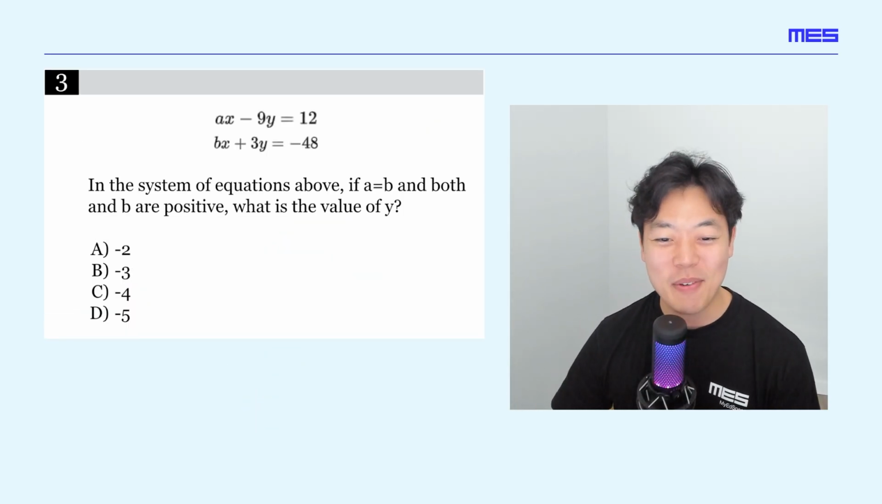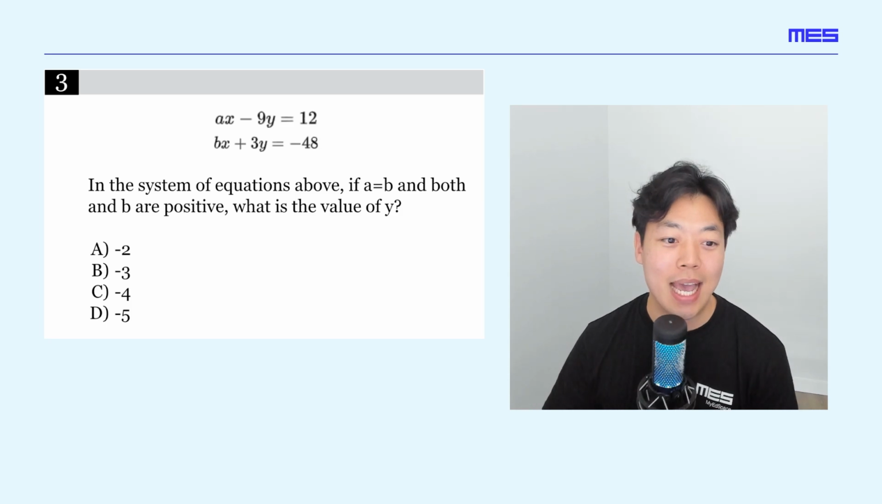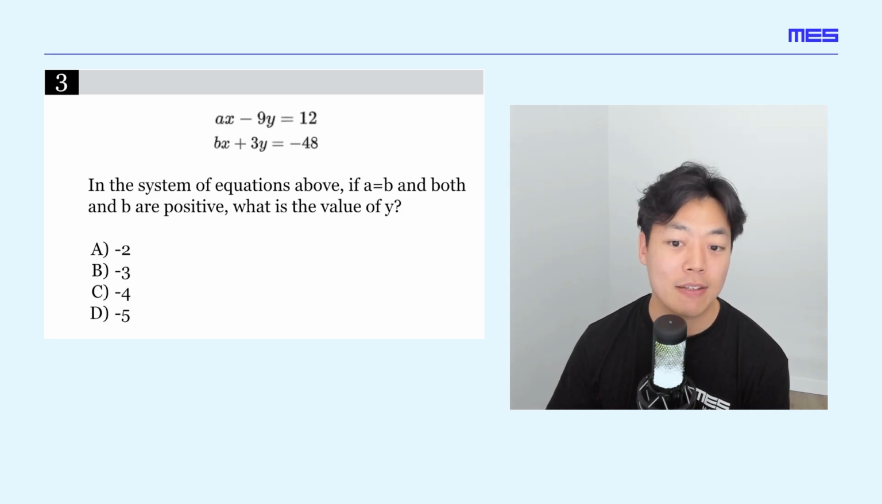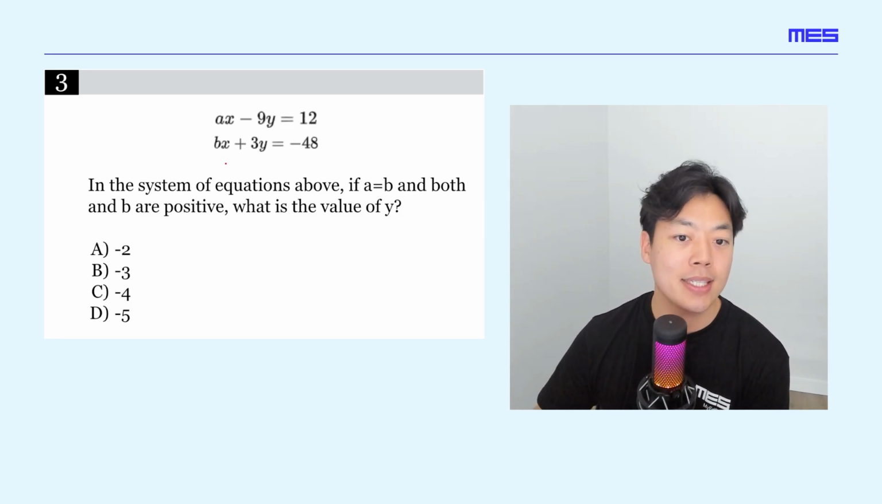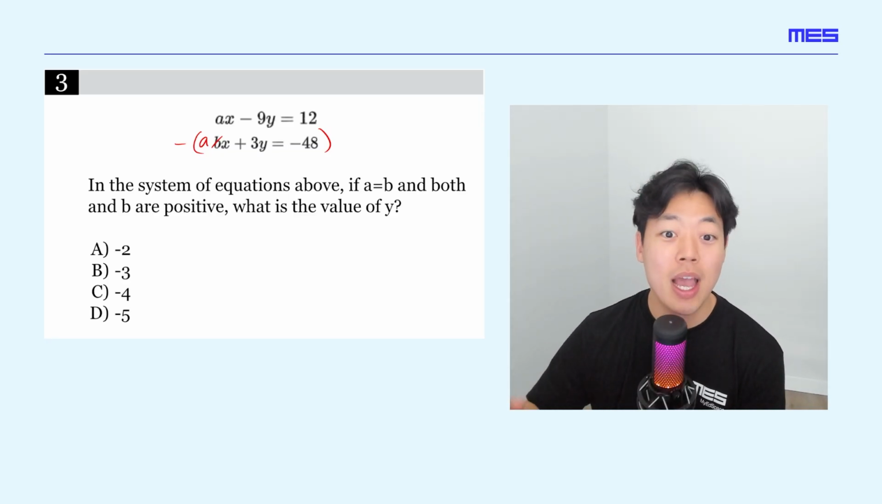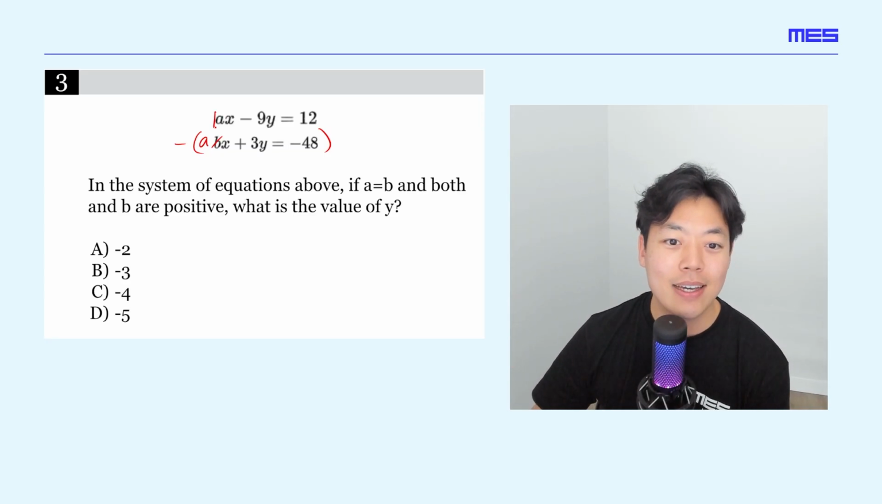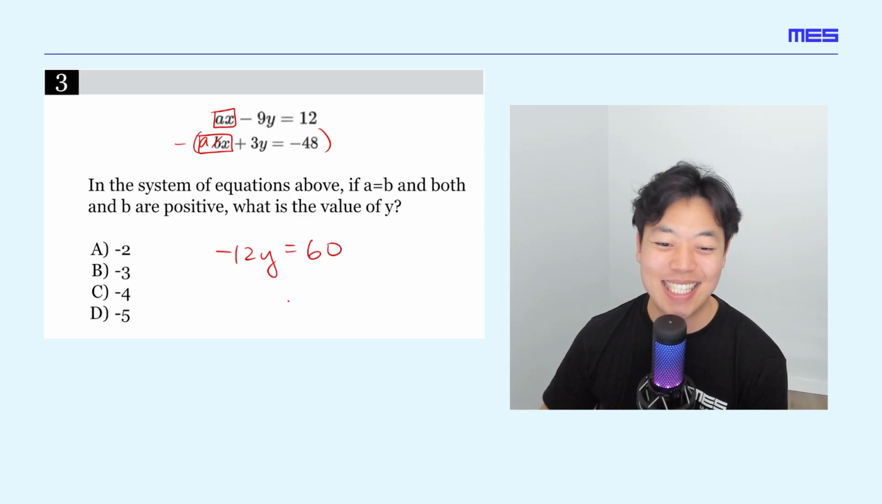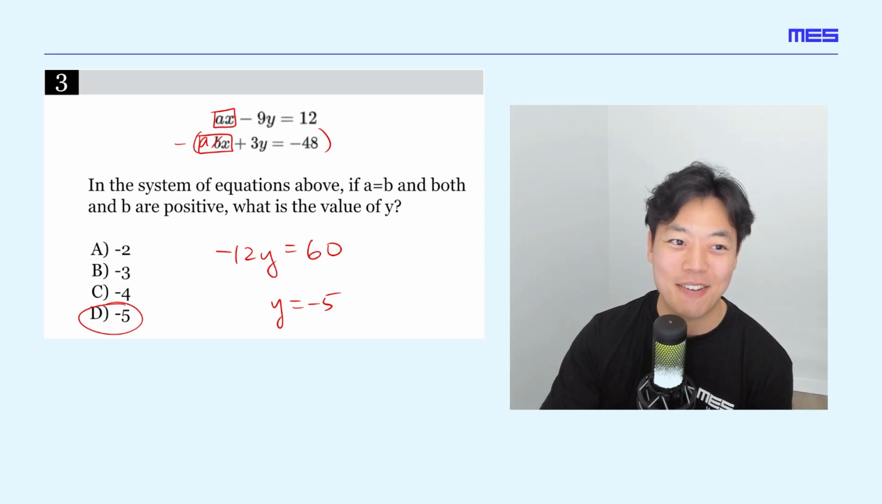Number 3, in the system of equations above, if a is equal to b and both a and b are positive, what is the value of y? Well, if a is equal to b, we know right off the bat that we can substitute a in for that b. So we can use elimination here, subtract the entire second equation from that first equation. The a x's will eliminate, will go poof in the night, and negative 9y minus 3y will become negative 12y. 12 minus a negative 48 gives us 60, and we can see the light at the end of the tunnel. Boom, there it is. Y will be equal to negative 5.